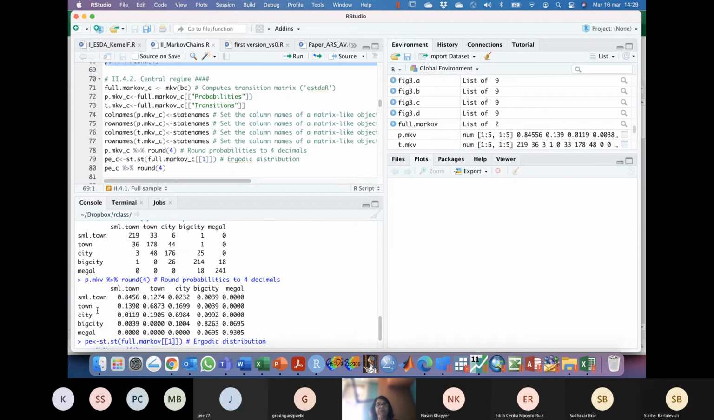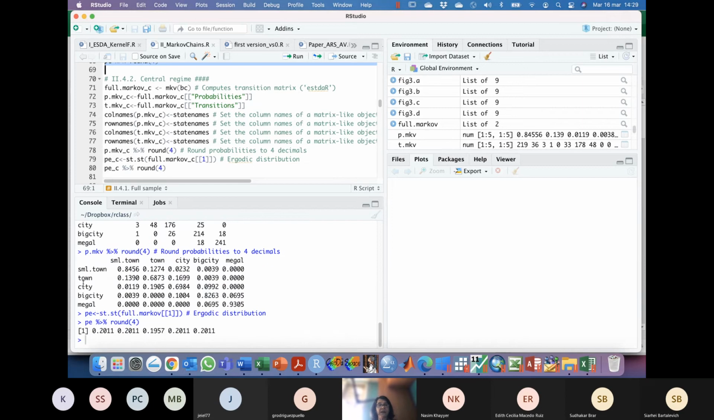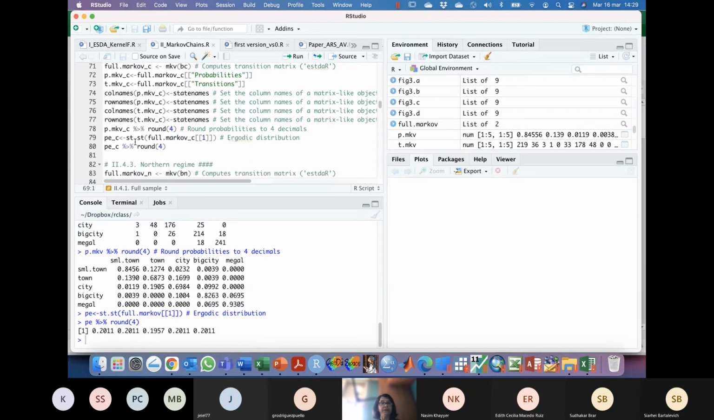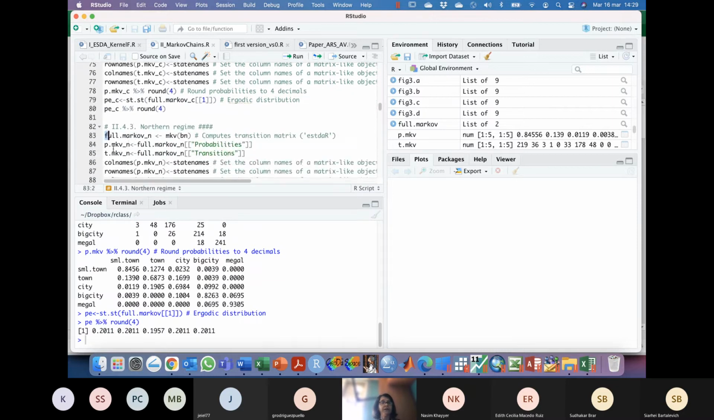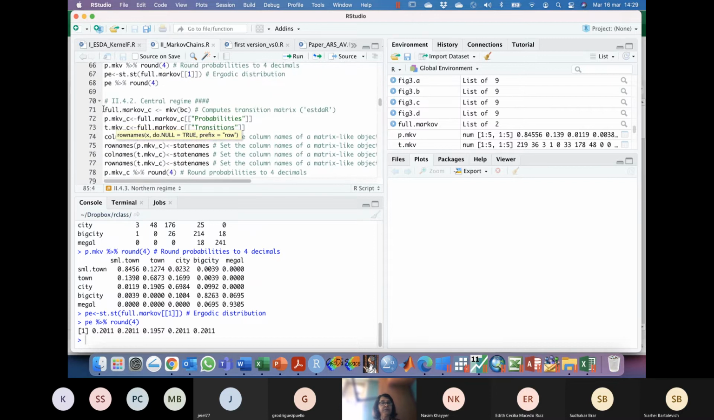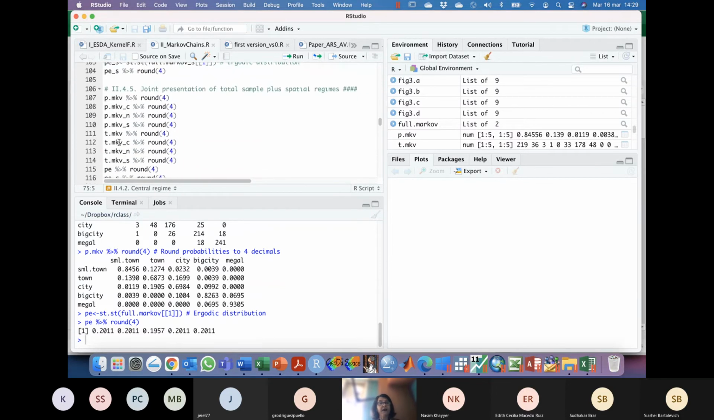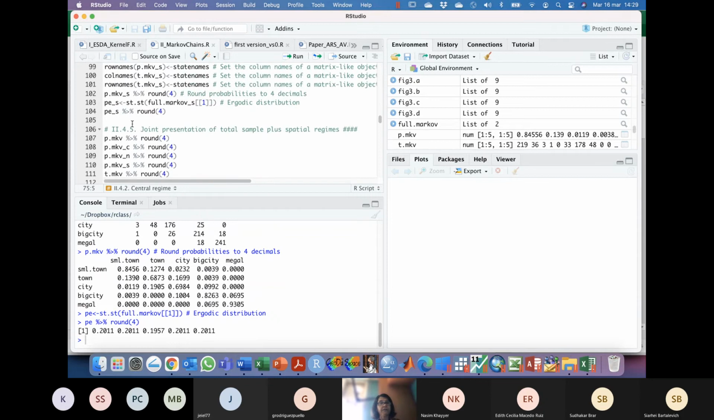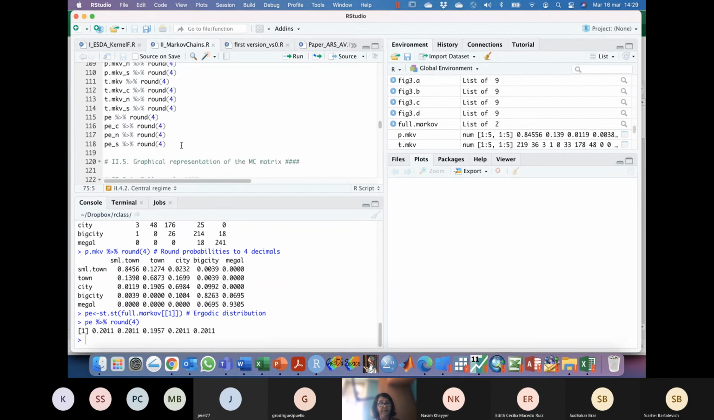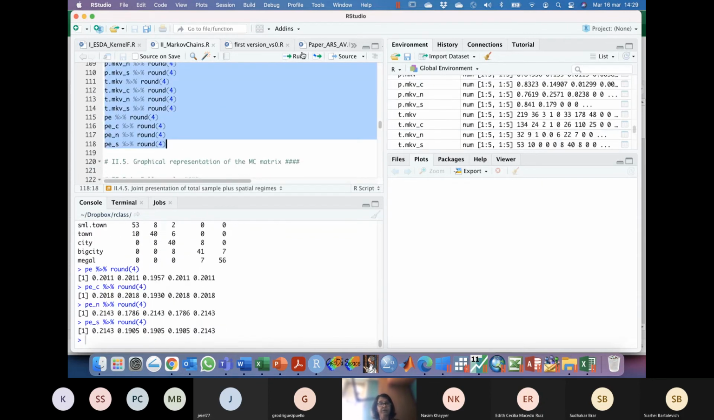This was the one that I represented on the slides, and these are the ones for the probability transition data. For the northern regime and the central regime, you will see some differences, and well, I have represented all together in order to make comparisons. Here we have the steady state. So this is the steady state for the whole country, for the central part of the country, for the northern and the southern, and they are quite similar, but not exactly the same.